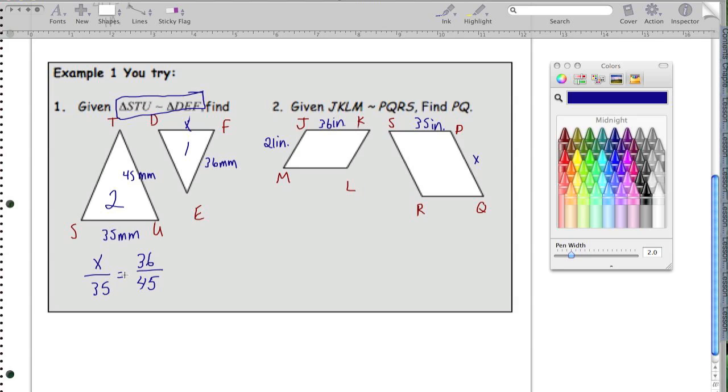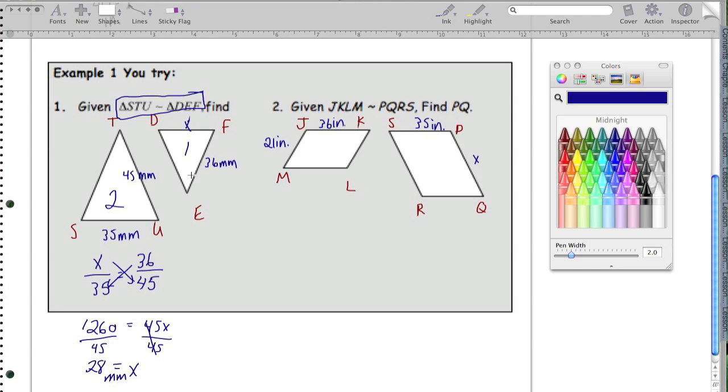I could do my cross multiplying. When I cross multiply this way, I get 1,260. When I cross multiply this way, I get 45x. Divide by 45 to get x by itself. And I find that my answer is 28. And I want to check, does that make sense? Again, we're talking about units, so we want to label it millimeters. Does it make sense for my answer to be 28? And yes, it does. If I write it in here, 28 is very reasonable considering that's 36.